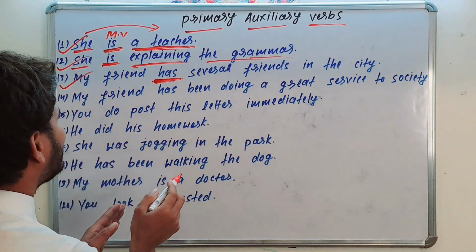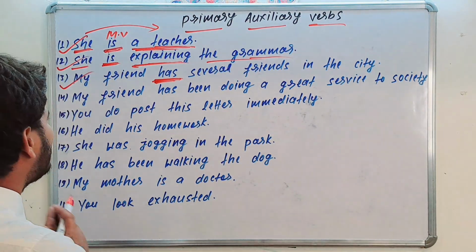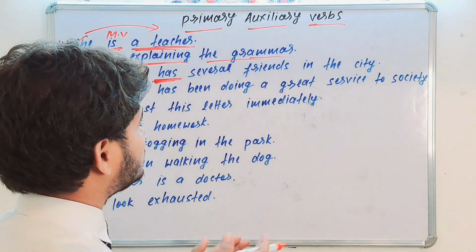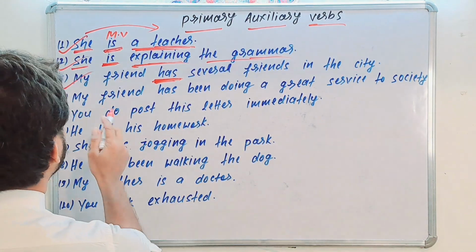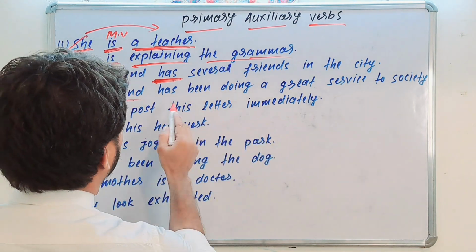Next one: my friend has been doing a great service to society. Here, concentrate. My friend has been doing a great service to society. Again, here, see, my friend is the subject, has been doing.